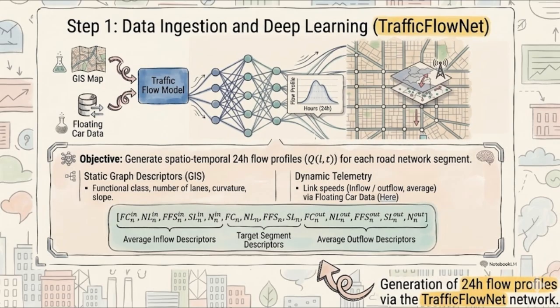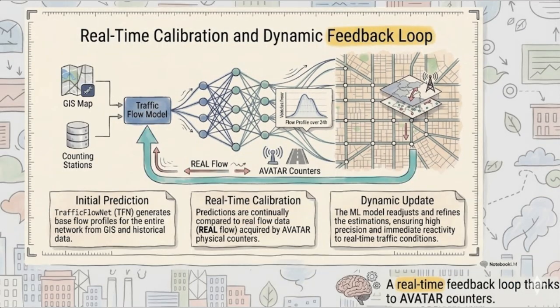But hey, a predictive model is only as good as its ground truth validation, right? This is our first critical reconciliation step. The neural network predictions are continuously calibrated against actual real-world flow data captured by physical traffic counters. So we aren't just predicting, we are immediately correcting based on empirical telemetry. In our system architecture, we formalize this as the dynamic feedback loop.